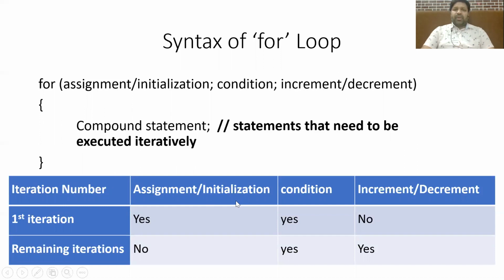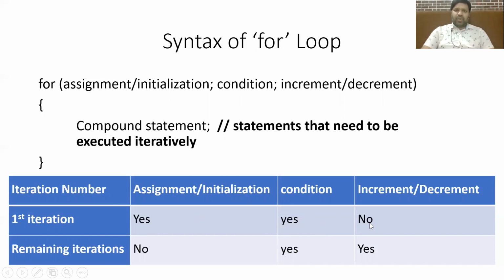For example, if you want to execute a set of statements 10 times, then the whole execution is divided into two categories. The first is the first iteration, and all the remaining 9 iterations are considered the remaining iterations. When you run the first iteration, the assignment will be done. So the first job is to assign or initialize the value. Then we check the condition. Once the initialization is done and the condition is checked, the compiler does not perform any increment or decrement. So you move to execute the compound statements for the first iteration.